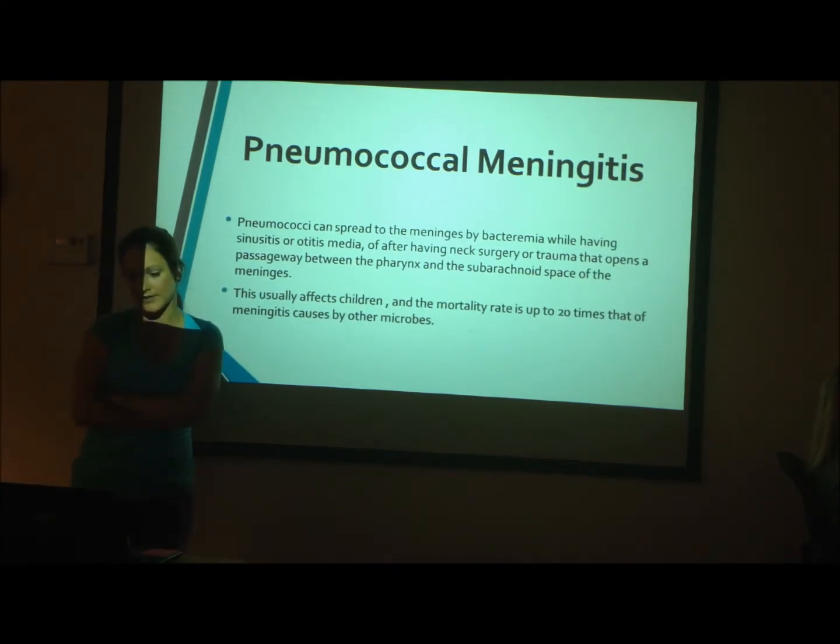Pneumococcal meningitis is what we're going to talk about now. Pneumococci can spread to the meninges by bacteremia while having sinusitis or otitis media, or after having neck surgery or trauma that opens a passageway between the pharynx and the subarachnoid space of the meninges. This usually affects children, and the mortality rate is up to 20 times that of meningitis caused by other microbes.